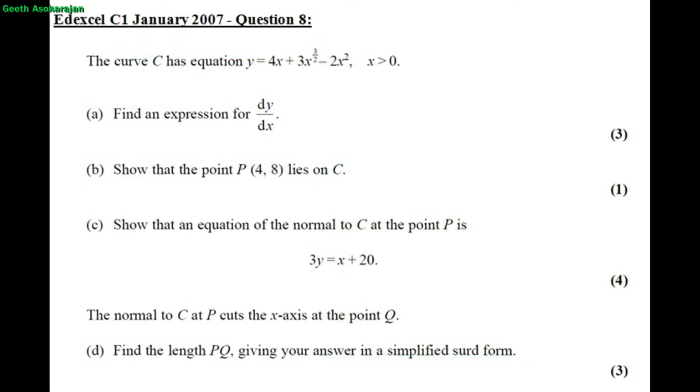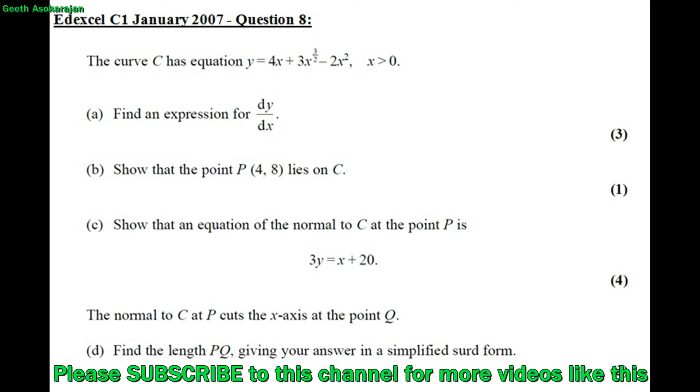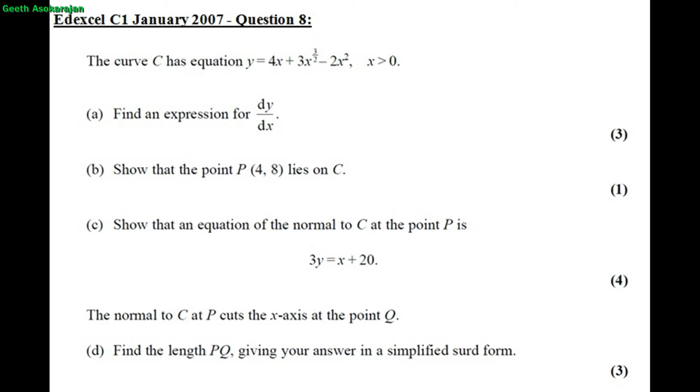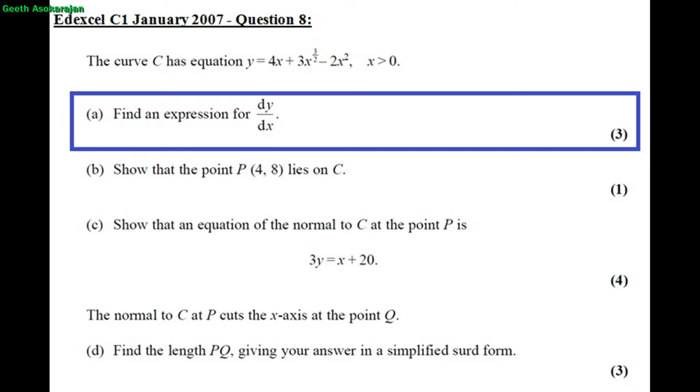Hi there, in this video I'm going to do a past exam question on differentiation. So let's take a look at this question. The curve C has equation y is equal to 4x plus 3x to the power of 3 over 2 minus 2x squared, where x is greater than 0. And in part A, we need to find an expression for dy over dx.